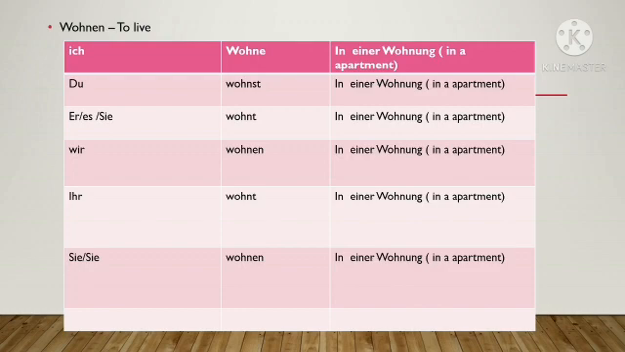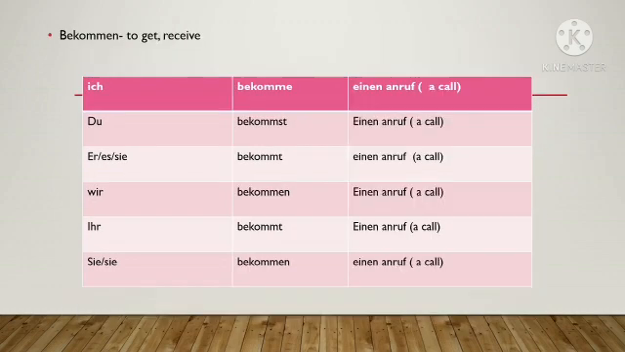Okay. Now see the next slide. Bekommen. See this word also. This verb also ends with en. What do you mean by bekommen? Bekommen means to get, to receive. Ich bekomme einen Anruf. I get a call. Du bekommst einen Anruf. Er, sie, es bekommt einen Anruf. Wir bekommen einen Anruf. Ihr bekommt einen Anruf. Sie bekommen einen Anruf.